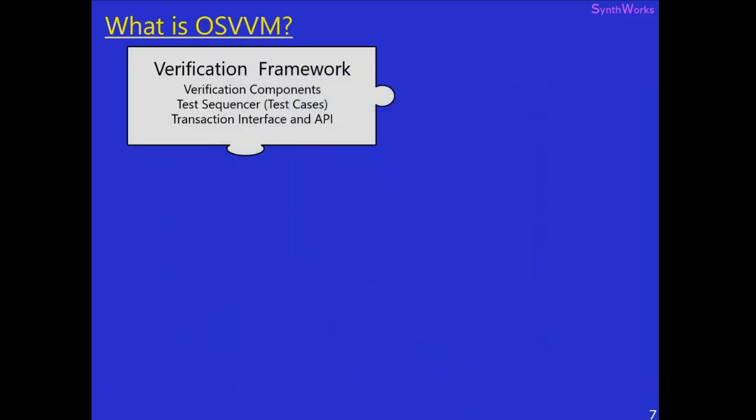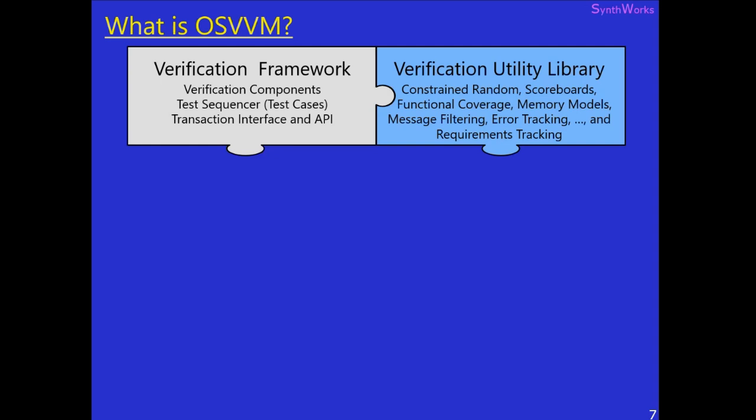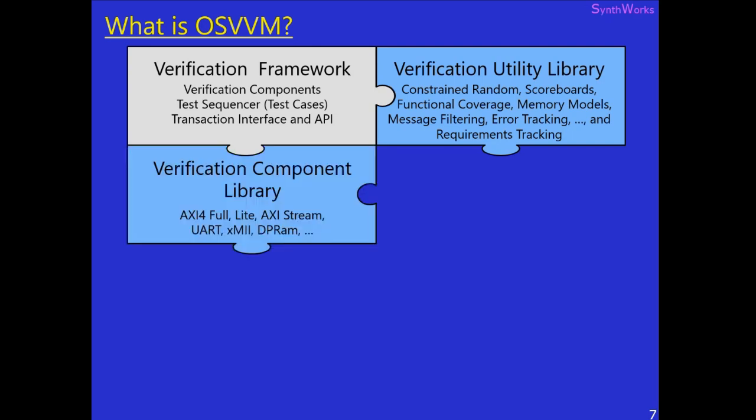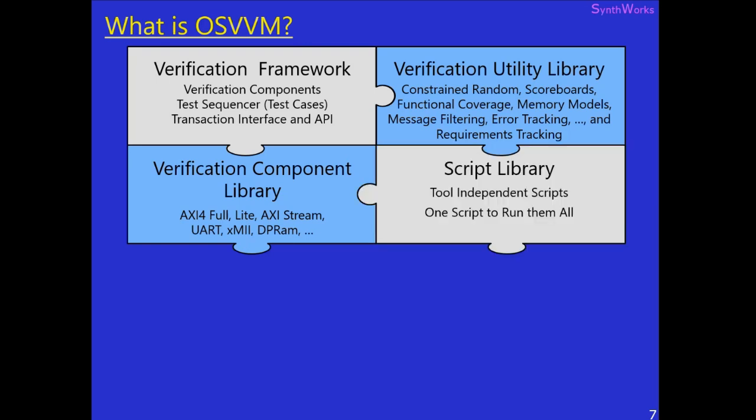So what is OSVVM? OSVVM is a verification framework. It's a utility library that adds to VHDL the language elements necessary to make it a verification language. It gives us the capability to do constrained random, scoreboards, functional coverage, and requirements tracking. All that's built into our libraries. We have a rich verification component library, which is one of the places we're working on adding more. We have a scripting library that allows tool-independent scripts, meaning we write a script and it'll run on Aldec tools, Siemens tools, or Synopsys tools. So we're pretty much vendor agnostic.